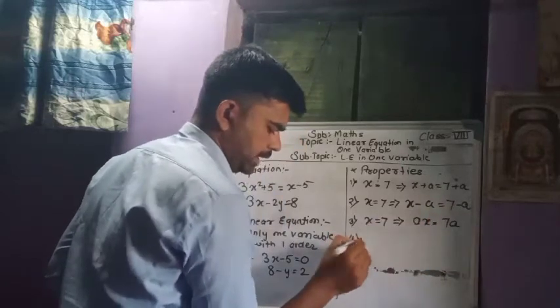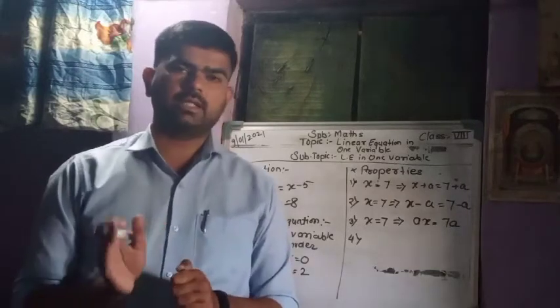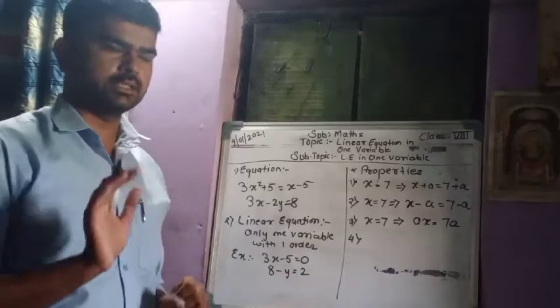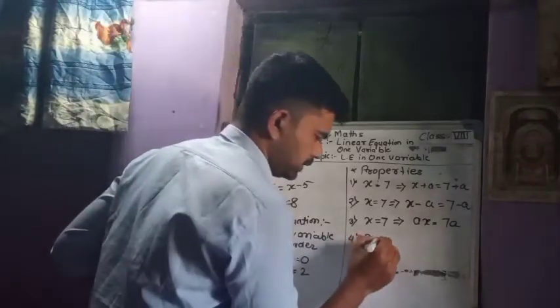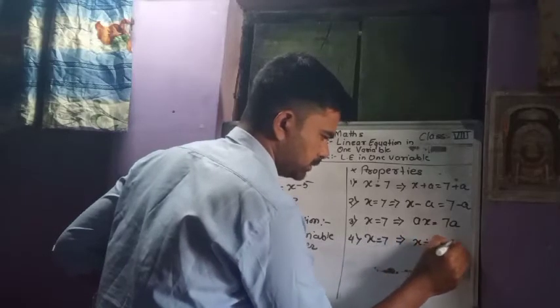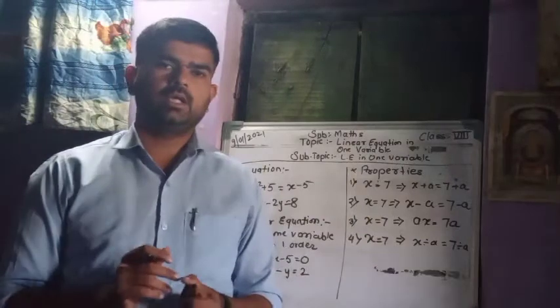And the fourth property is that when we divide the equation by the same quantity, the quotients are equal. Like x equal to 7, then x divided by a is equal to 7 divided by a. These are some normal properties of equations.